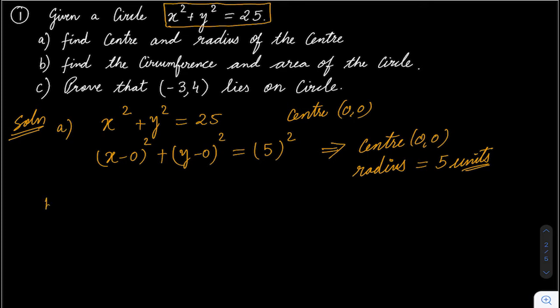So this is my center and radius. So that's my A part. Very easy, I think. B part. Find circumference and area, and you have already done this in year 9 and 10.